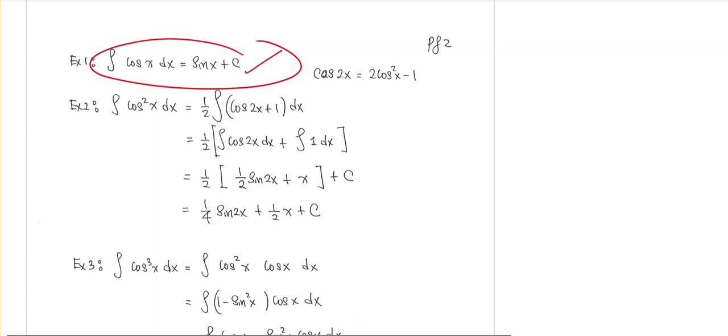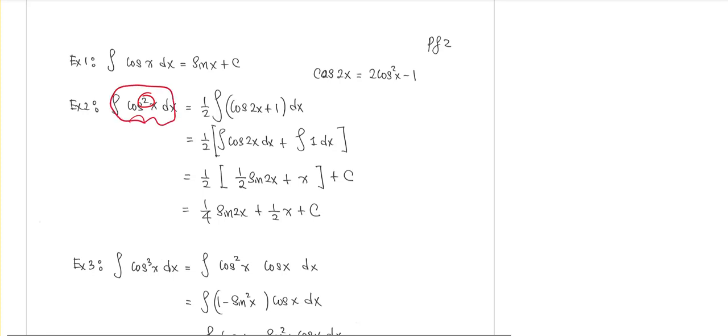Now, if you raise the power to 2, then things are going to be a little bit more complicated. The key thing is that we don't really know how to do cosine square. Sorry, not cosine 2x, but cosine square x. We don't really know what the integral of cosine square x is. The way we solve this kind of problem is to try to reduce it to something that we already know. So what do we know?